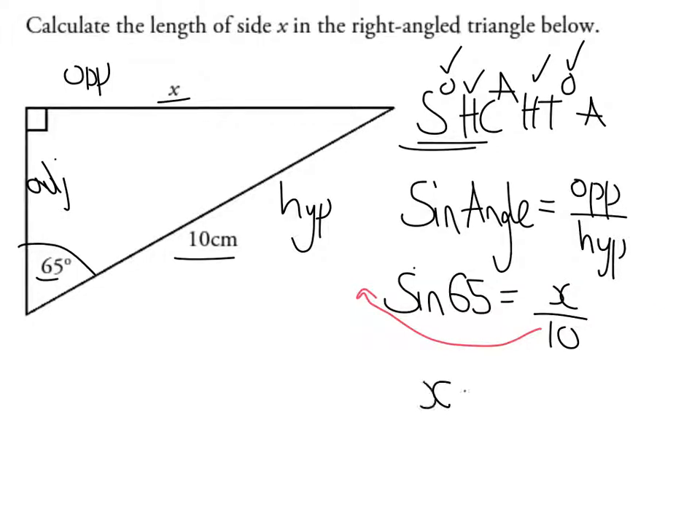So I'm going to get x is equal to 10 times sine 65, and I put that in my calculator, and I get that x is equal to 9.1 centimeters.